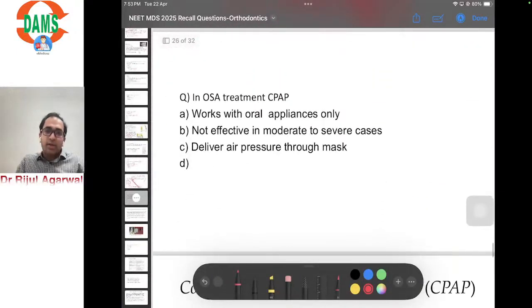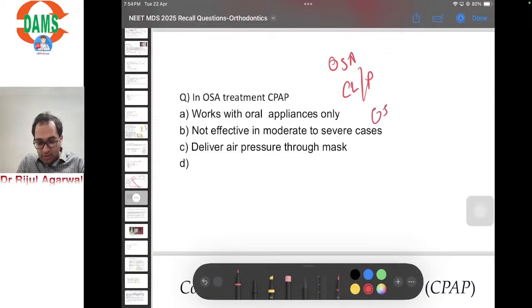Next, in OSA treatment, CPAP. Okay, again I don't have the fourth option of this question. Works with oral appliance only, not effective in moderate to severe cases, delivers air pressure through mask. Okay, a very easy question. CPAP stands for, as I've already told you, continuous positive airway pressure. ये OSA for topic, cleft lip and palate and orthodontic surgery.